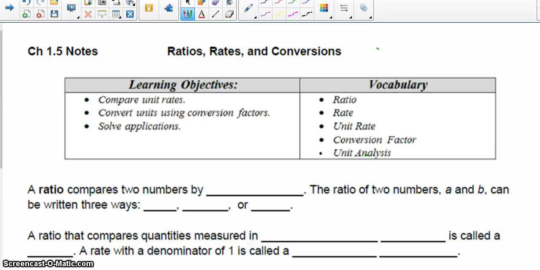All right, welcome back. Today we're going to talk about ratios, rates, and conversions. So to begin with, we want to talk about what a ratio is. A ratio compares two numbers through division.